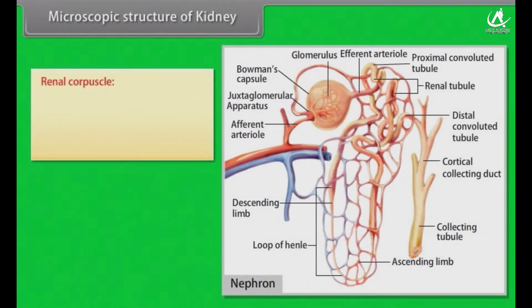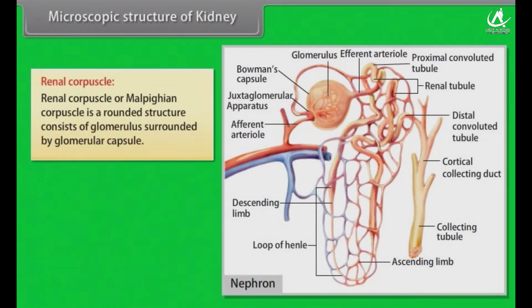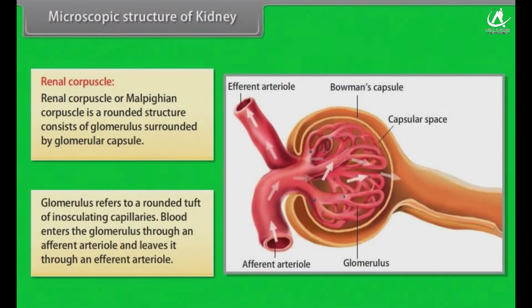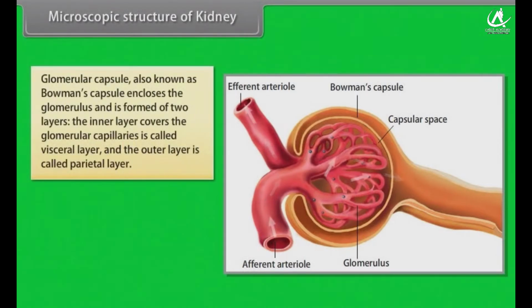Renal corpuscle. Renal corpuscle or Malpighian corpuscle is a rounded structure, consists of glomerulus surrounded by glomerular capsule. Glomerulus refers to a rounded tuft of inosculating capillaries. Blood enters the glomerulus through an afferent arteriole and leaves it through an efferent arteriole. Glomerular capsule, also known as Bowman's capsule, encloses the glomerulus and is formed of two layers. The inner layer covers the glomerular capillaries and is called visceral layer, and the outer layer is called parietal layer.